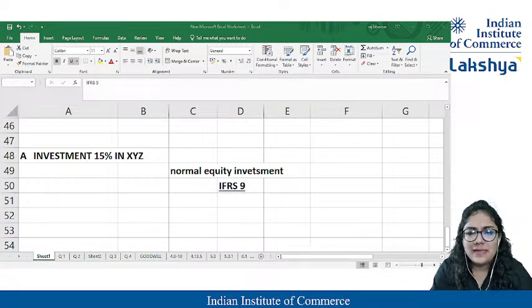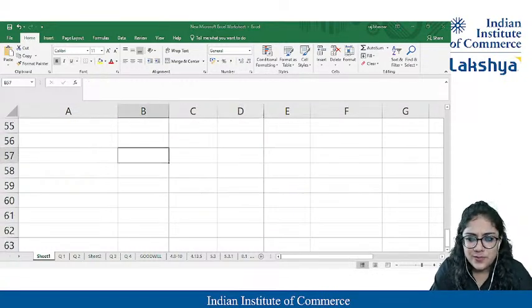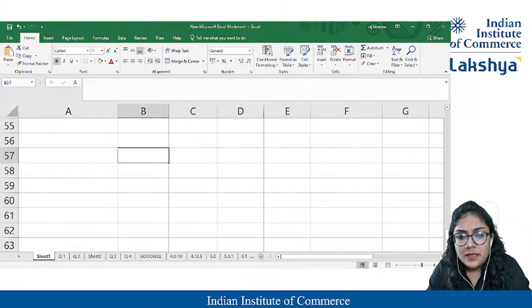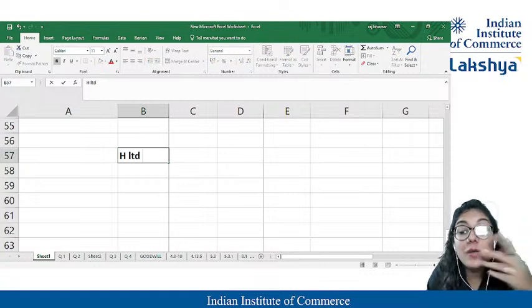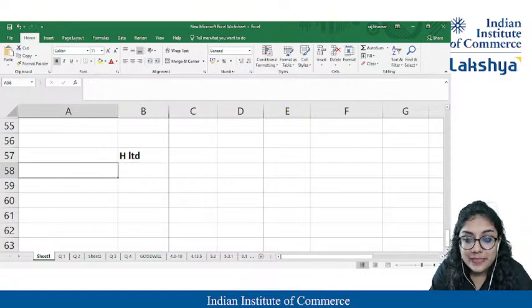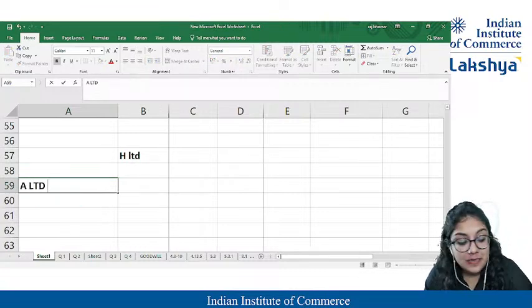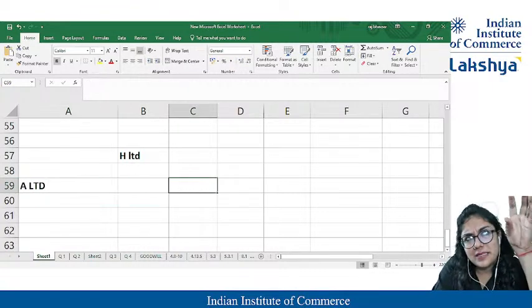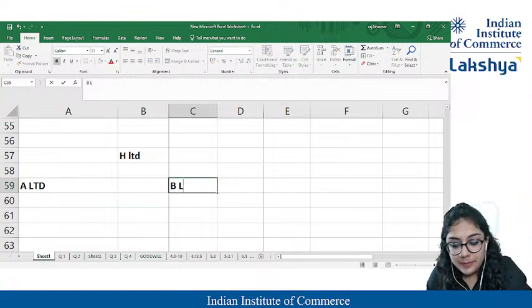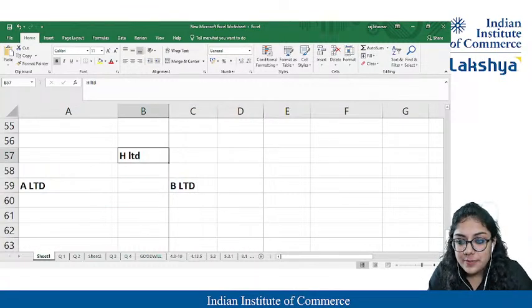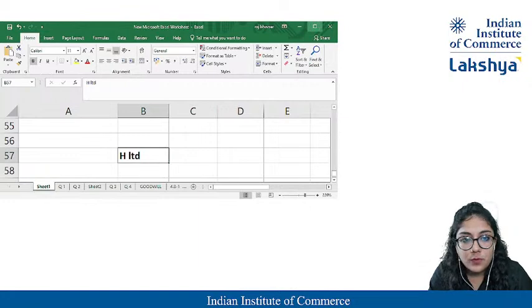Now, just for a random question, say for example, H Limited. H Limited means the holding company. If H Limited has made an investment in A Limited, and H Limited has made an investment in B Limited also. For example, H Limited has made, this is what I always like to do.